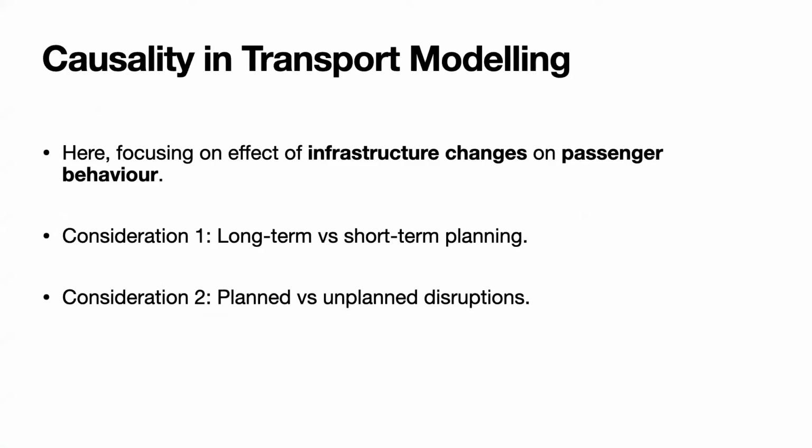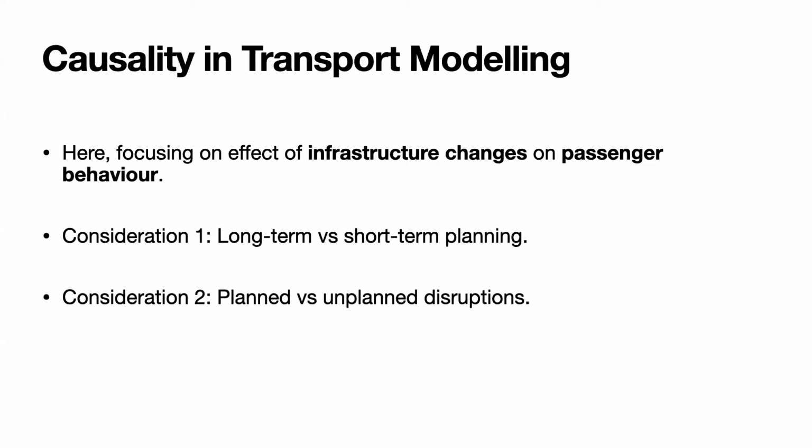So here in transport modeling, there are many questions, but let me focus on what happens to passenger behavior when there is an infrastructure change. Change here can be thought of in many ways, but it's a type of intervention, so to speak, because you change the way a system works. You can think of changes that will have a short-term or long-term impact, changes which are planned as against changes which are just accidents, shocks to the system.